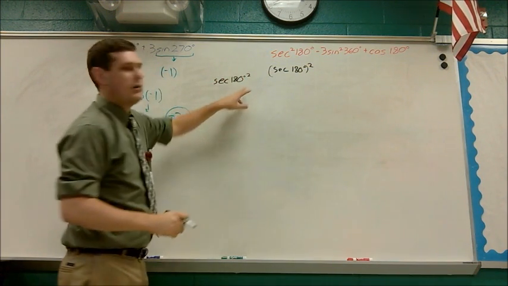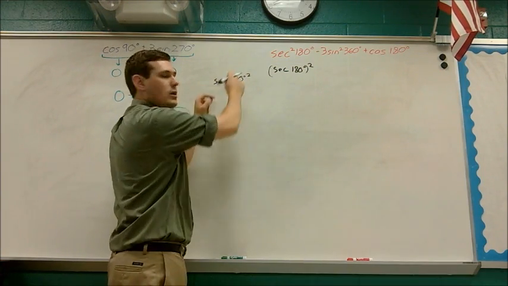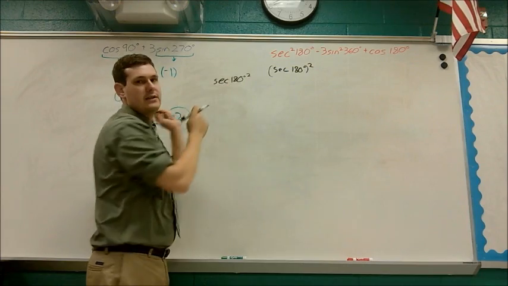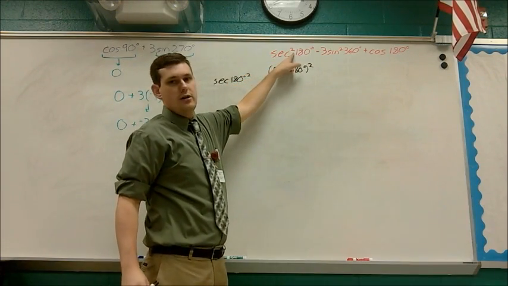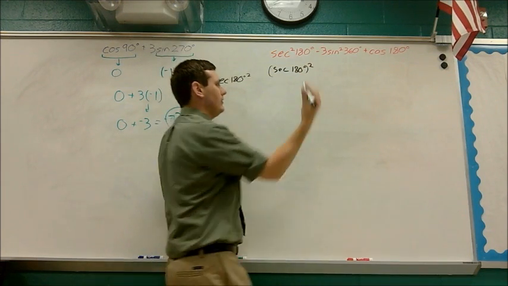Because when you write it like this, it's not clear whether you're squaring the 180 and then taking the secant, or if you're taking the secant of 180 and then squaring it. By putting the squared here, you're making that clear without having to write all these extra parentheses. So I'm going to write this out for these ones as well.